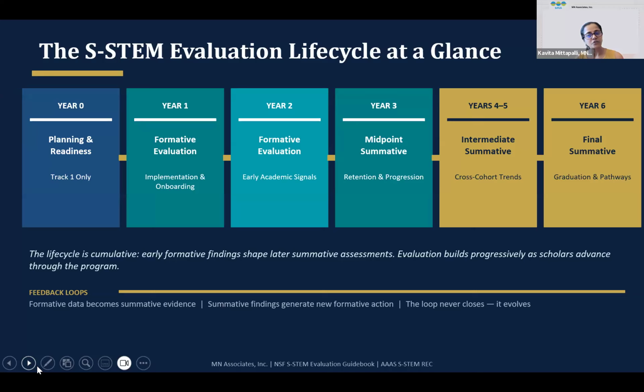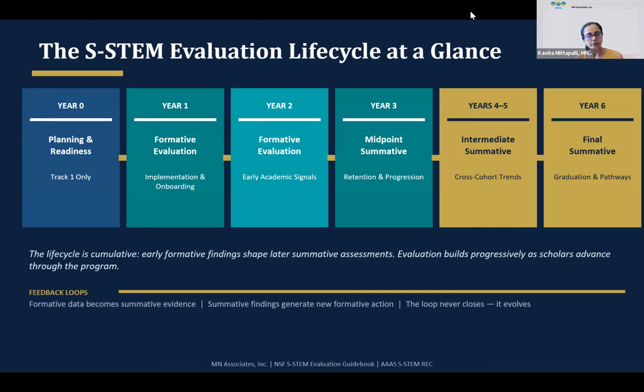So year 1 then shifts to formative evaluation that kind of focuses on planning, implementation, and onboarding, the second box. So year 2 deepens the examination of very early academic signals, right? Not gains, but signals. Then year 3 is a formal analytic milestone. The first time meaningful trend analysis is kind of possible. Again, depending on your project, depending on your cohorts, the strength of your cohort, and where you are in terms of the selection of your scholars and the programming and the implementation.